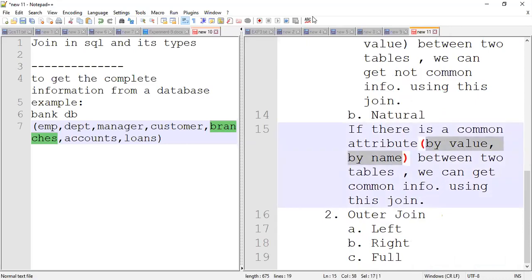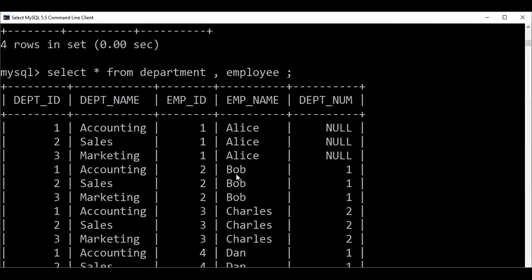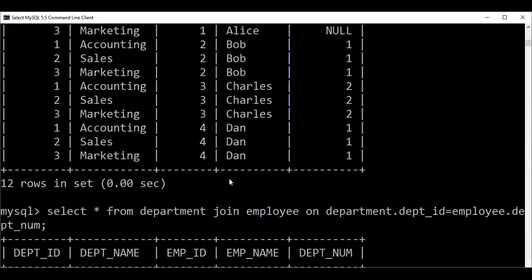Now, what is natural join here? Again I'm moving to MySQL. In these two tables, department and employee, there is no common attribute by name. Though they are common by value, department ID and department number, the name is not common. But I'm showing another information. Let me show you.